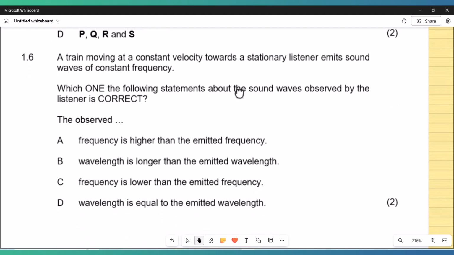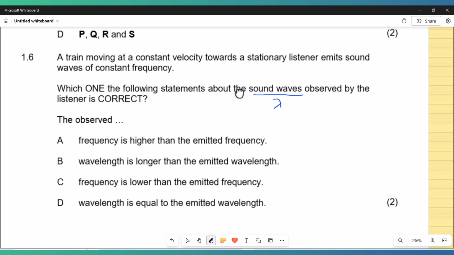1.6. They say that a train moving at a constant velocity towards a stationary listener emits sound waves of constant frequency. I repeat, a train moving at a constant velocity towards a stationary listener emits sound waves of constant frequency. Which one of the following statements about the sound waves observed by the listener is correct?